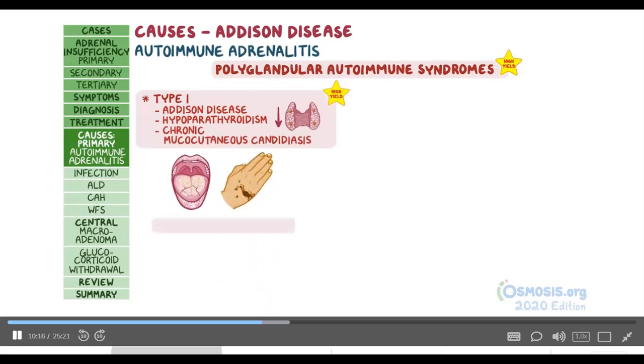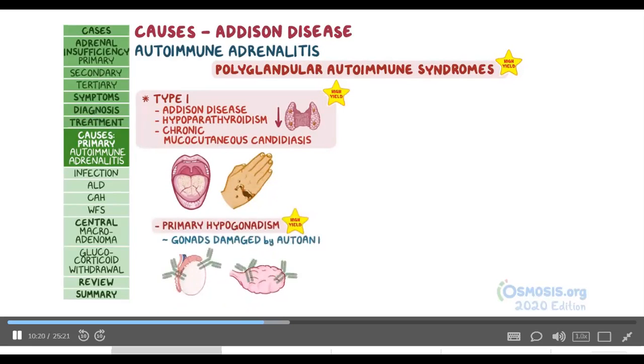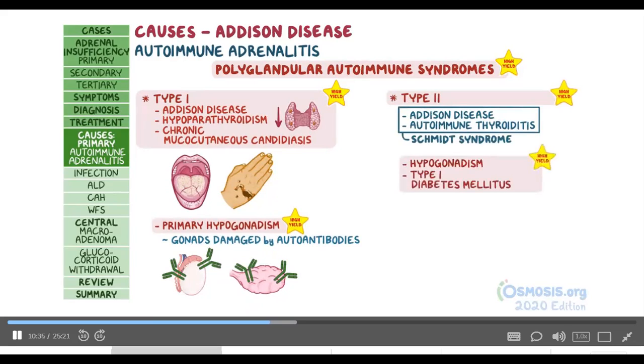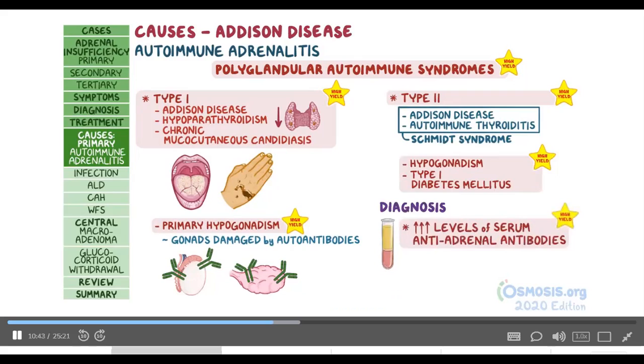These individuals often have primary hypogonadism, where the gonads are also damaged by autoantibodies. Polyglandular autoimmune syndrome type 2 is associated with Addison disease and autoimmune thyroiditis, in which case it's known as Schmidt syndrome. In addition, hypogonadism and type 1 diabetes mellitus may also be present. Autoimmune adrenalitis can be diagnosed by identifying elevated levels of serum anti-adrenal antibodies, particularly anti-21-hydroxylase.